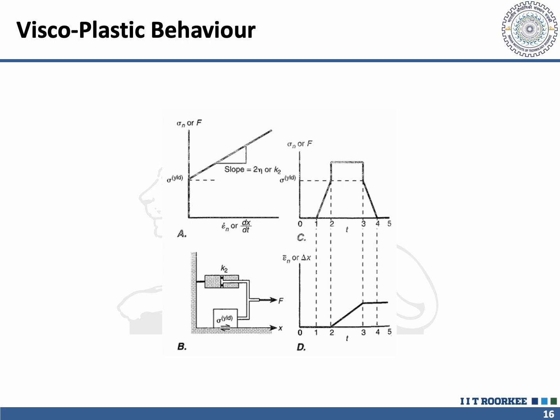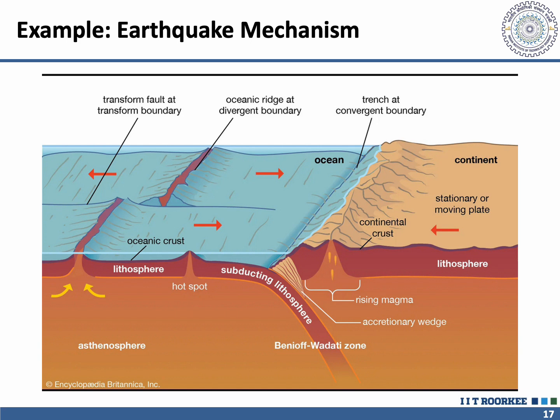This model is useful in geology for fault creep, ductile shear zones, and deep crustal rock flow where viscous drag and yield conditions interact. A classic example of complex rheology in real life is the earthquake mechanism, where we can see the elastic plastic behavior.